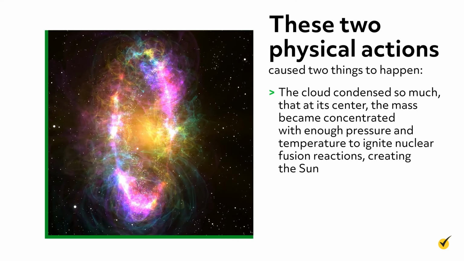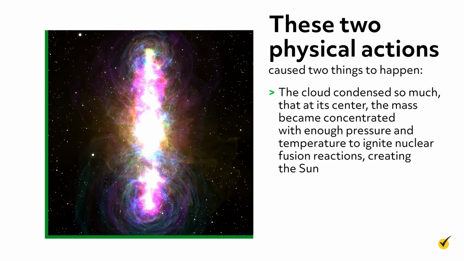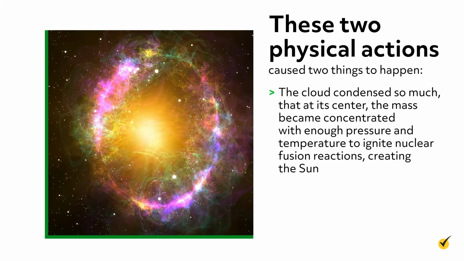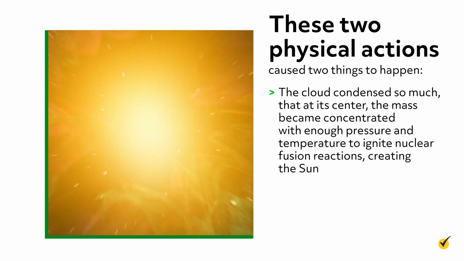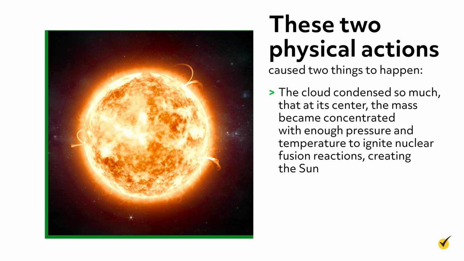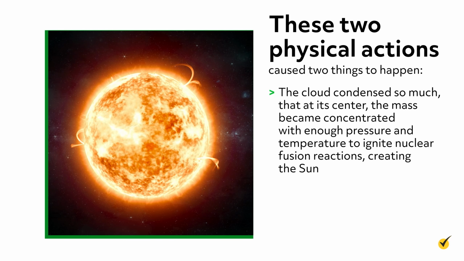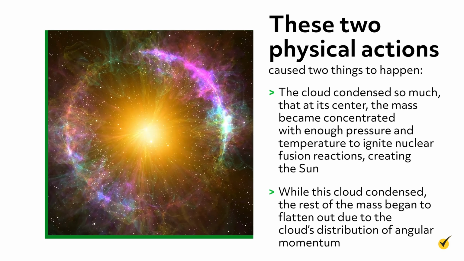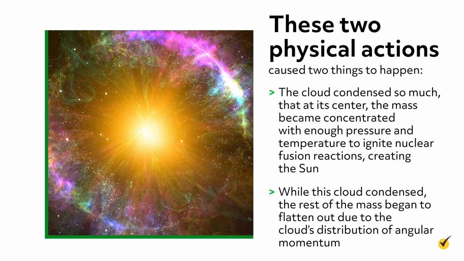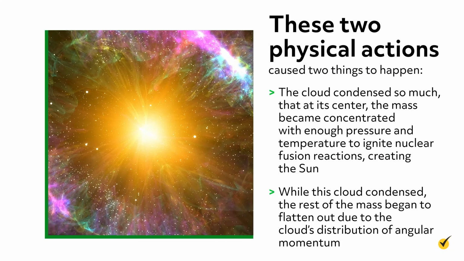First, the cloud condensed so much that at its center, the mass became concentrated with enough pressure and temperature to ignite nuclear fusion reactions, creating the sun. Second, while this cloud condensed, the rest of the mass began to flatten out due to the cloud's distribution of angular momentum.